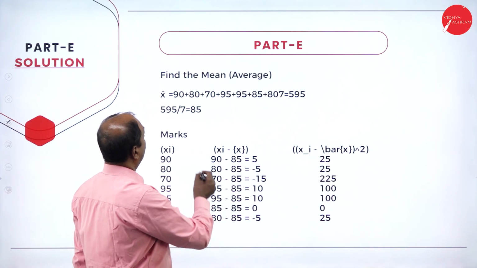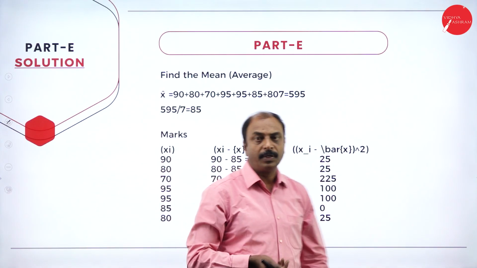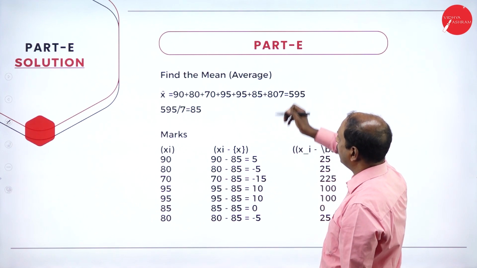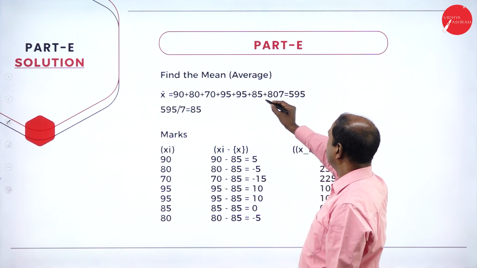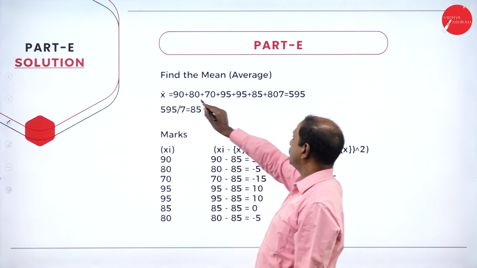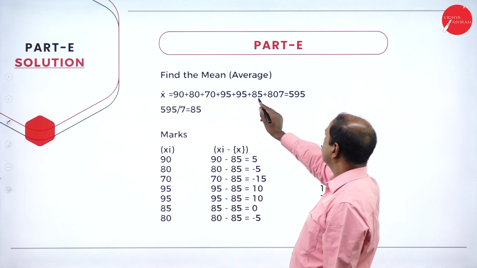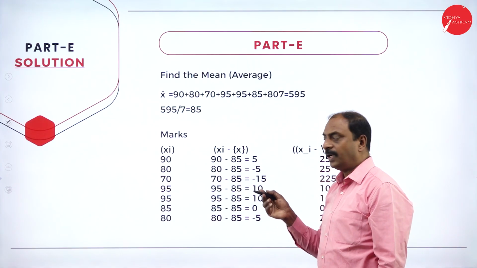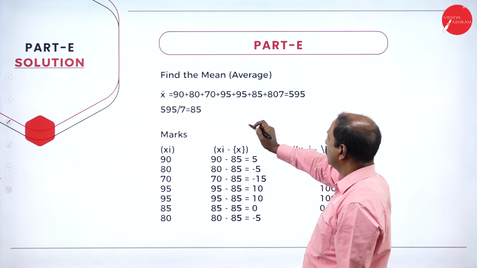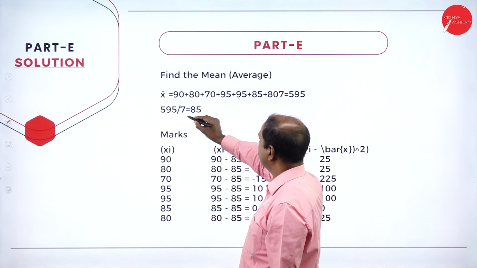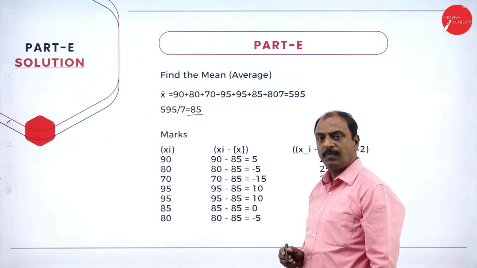Next, we have to find the standard deviation. To find the standard deviation, we are going to find the mean, nothing but the average. What is the average of the given list? This is x bar, the sum of all the values divided by 7, because there are 7 values given in the question. So 595 divided by 7 is 85. This is the mean of the given values.